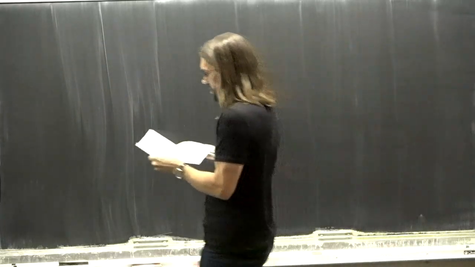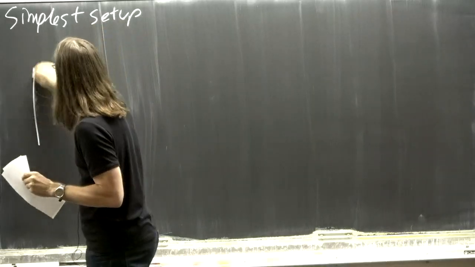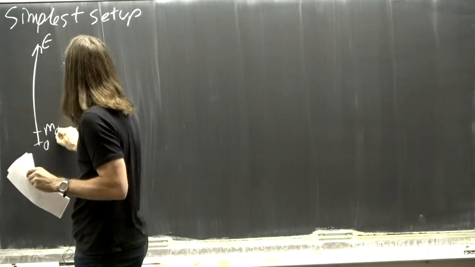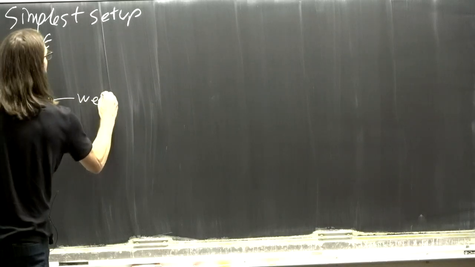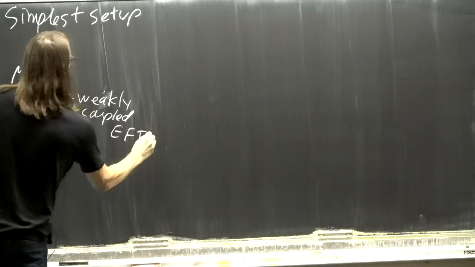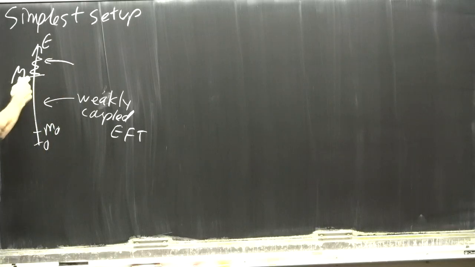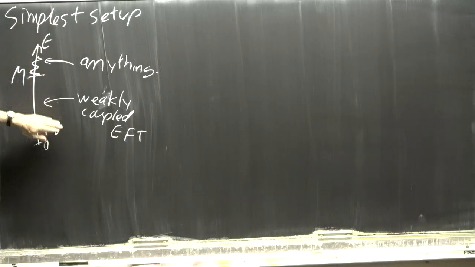For most of today, we will focus on a simple model without gravity. It's going to be our simplest setup. In terms of energy, we'll imagine we have some light scalar, and then nothing else up to some mass scale, capital M, which you should think of as the cutoff of your theory. At low energies we assume a weakly coupled EFT. But in the UV above the scale M, we can assume anything. Things could interact strongly with each other. We'll be agnostic about that.